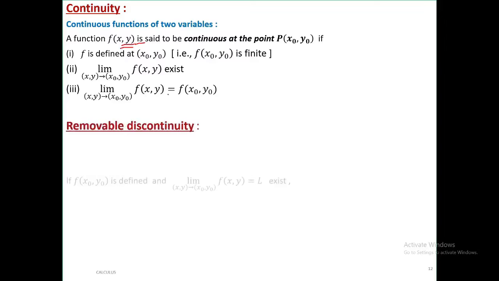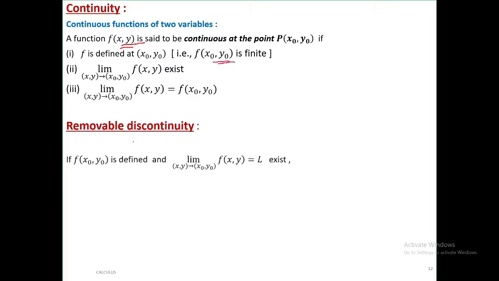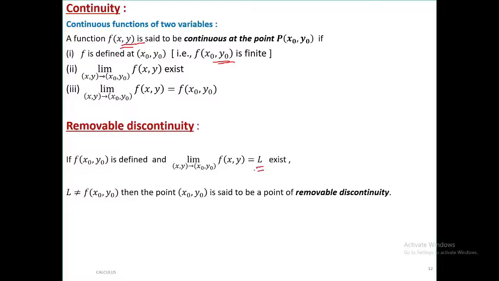Next, removable discontinuity. If f of x naught y naught is defined, that means it is a finite number, and the limit value is L. But previously, what did I say about the limit value? The limit value exists and that should be equal to f of x naught y naught. But here it is not f of x naught y naught, it is just L. So the limit value L and f of x naught y naught both exist. Then if L is not equal to f of x naught y naught.